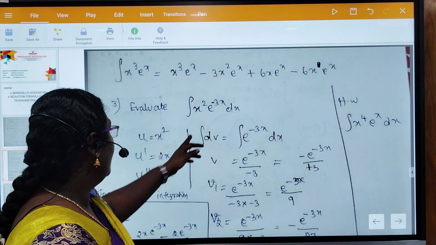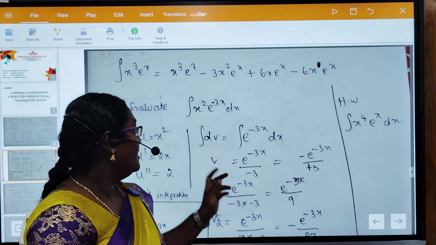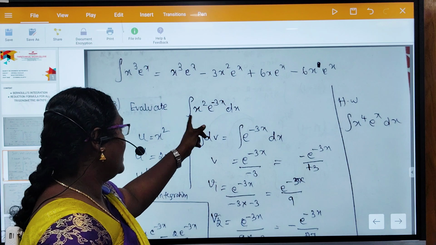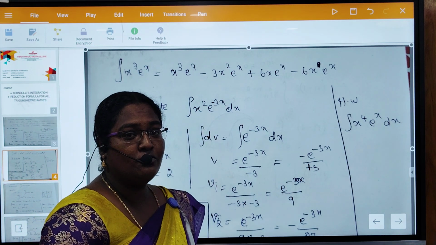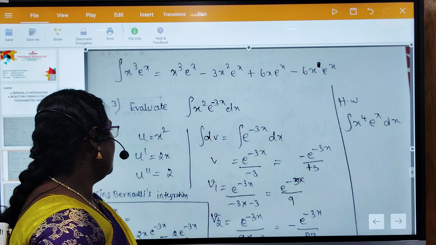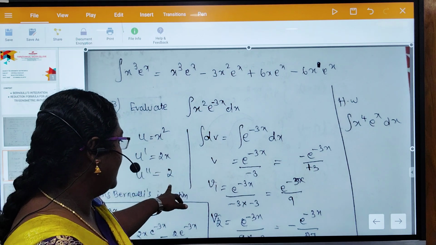One more problem, it is x square e power minus 3x. So what do we want to choose as u? Again we are having two functions, an algebraic function and an exponential function. So the preference goes to the algebraic function. So we are choosing u as x square. So when we differentiate once, it is 2x, again we are differentiating it as 2.